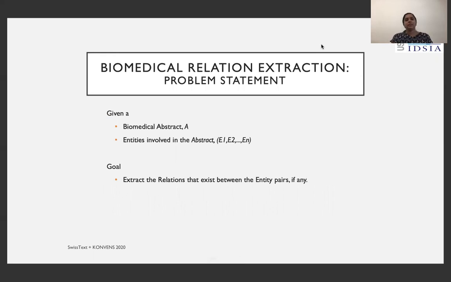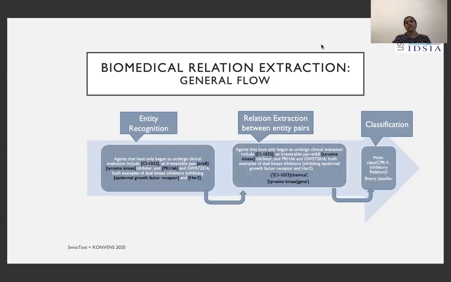In general, the problem statement for relation extraction can be defined as follows. As input, we have a biomedical abstract or biomedical text and the entities involved in the abstract. And our goal is to extract the relations that exist between the entity pairs. The general workflow of such a system is depicted here, roughly.